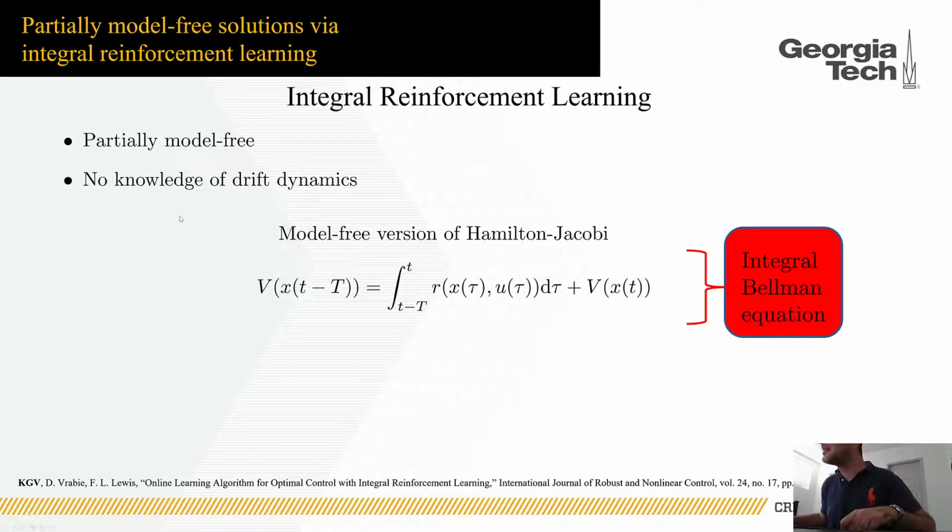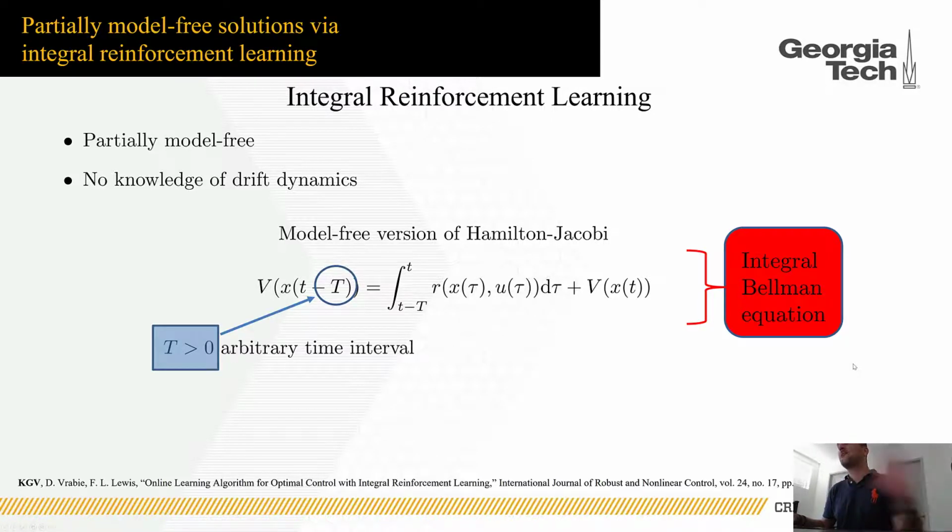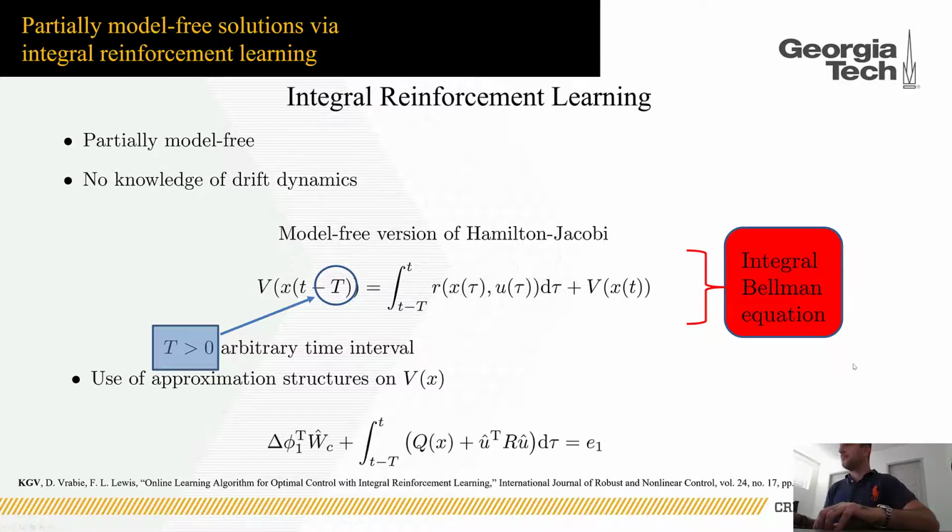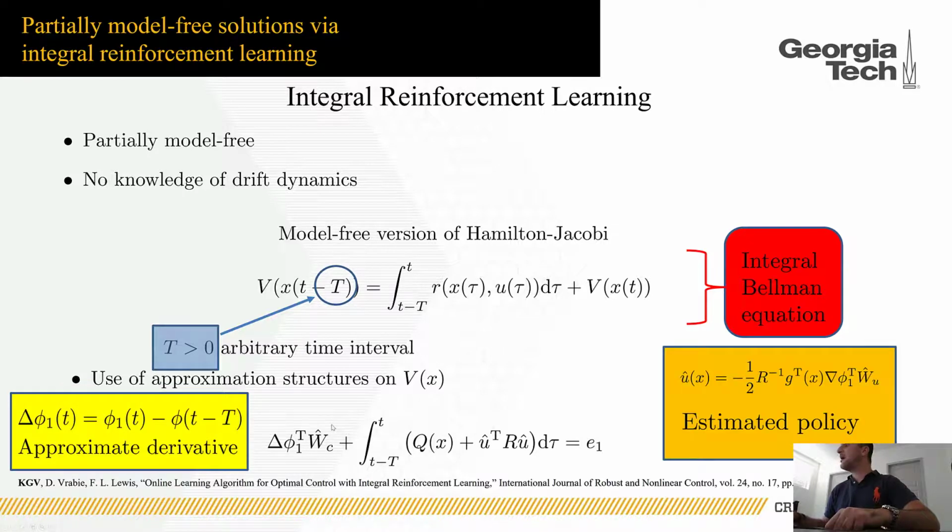So you can think that this is just an integral form of the Bellman equation. And this t is an arbitrary time interval. Of course, if this is very, very small, you get more data. If this is large, you get less data, okay? And if I use approximation structures for V, in other words, if I use the critic, then I can approximate this guy over here, and I can design my tuning laws for WC by using gradient descent tuning laws. And of course, I can optimize my optimal control policy by using this actor.